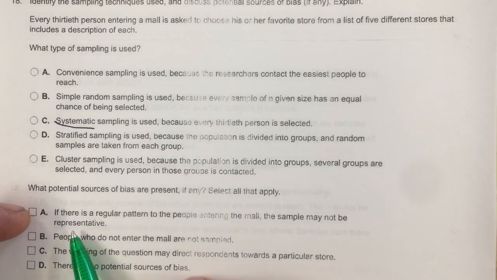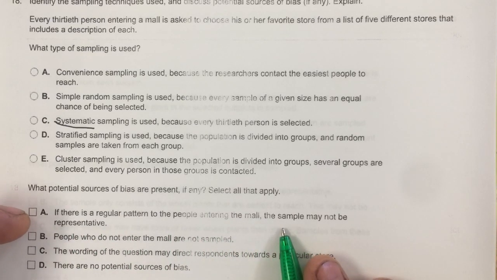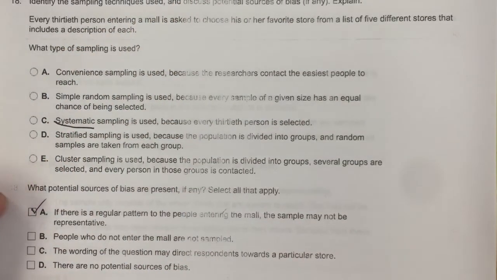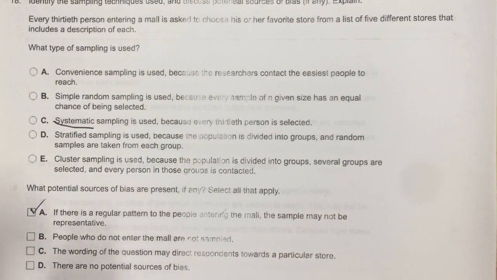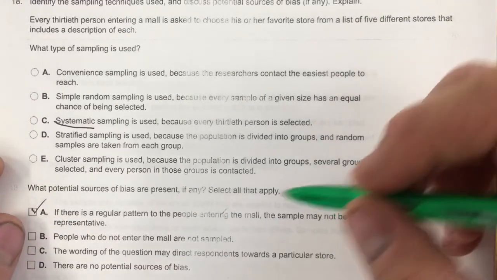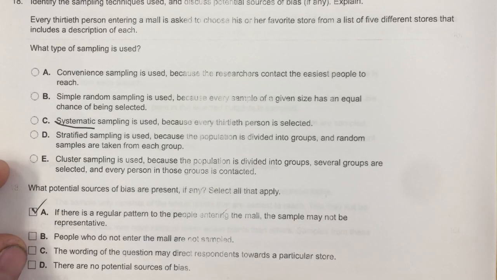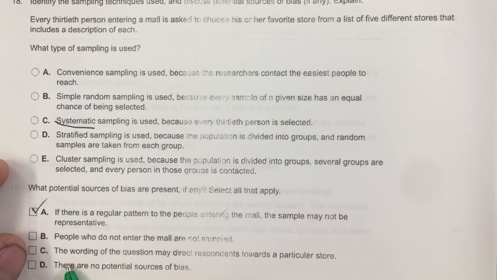All right, let's look at A. If there is a regular pattern to the people entering the mall, the people may not be representative. That could be true there. A regular pattern of the people that enter the mall. B, people who do not enter the mall are not sampled. Well, that's true, but we're wanting to ask them which stores they like in the mall. If they don't go to the mall, then we won't ask them anyway. So that one's okay. It doesn't matter.